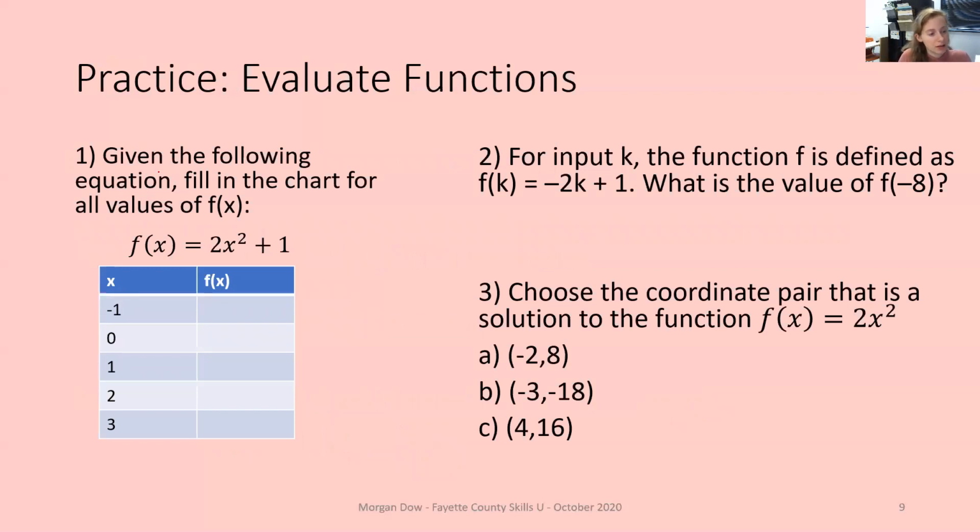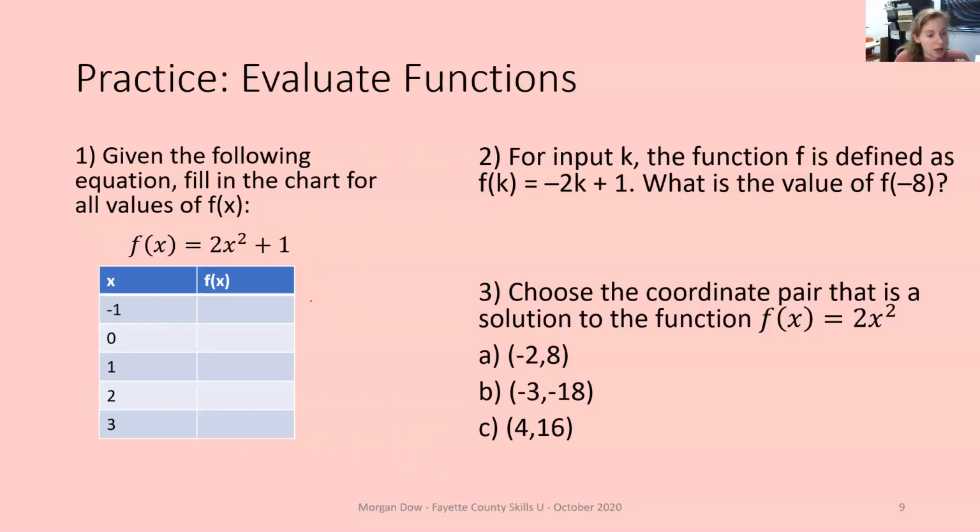Number 1. Given the following equation, fill in the chart for all values of f(x). And so we have this equation, f(x) = 2x² + 1. And then we have this table or chart where it gives me a bunch of x values. And then we are supposed to calculate the corresponding outputs, or the corresponding f(x) values. So to do that, we're just going to go one by one through these values, plug in the input, and calculate the output. So let's start with the first x value.